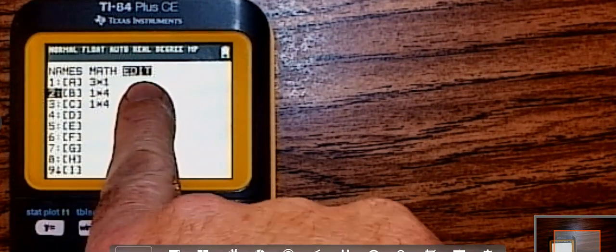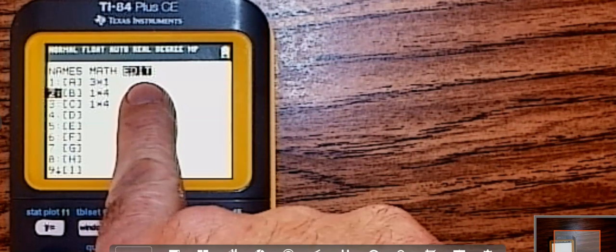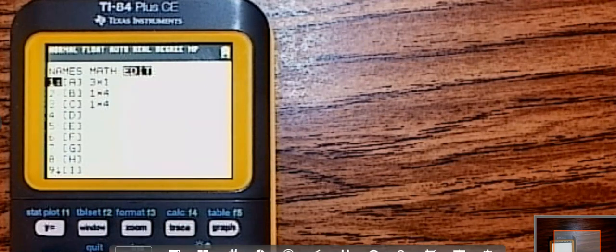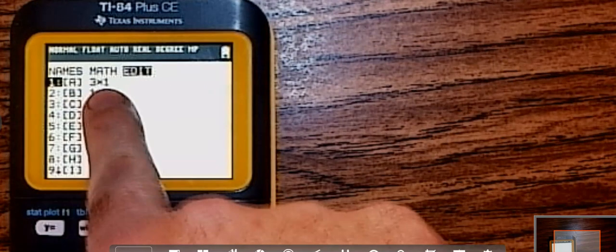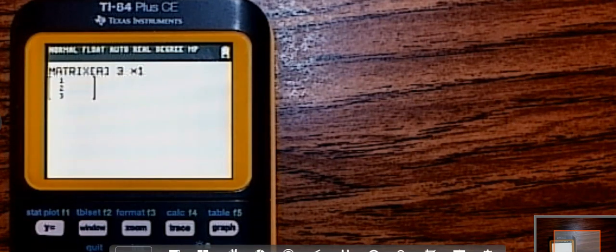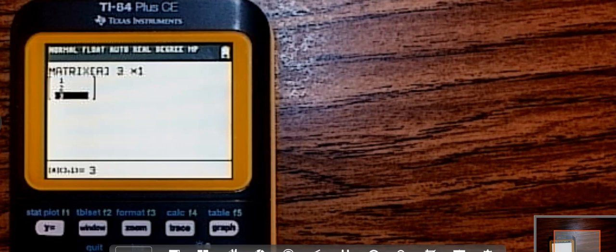Jump over to where it says edit. Now, I'm gonna pick the first one. Since it's already highlighted, I'm just going to hit the enter button. Make it a 3x1 matrix with entries 1, 2, and 3. So make it a 3x1 with entries of 1, 2, and 3. And if you got any questions on how to do that, just let me know.